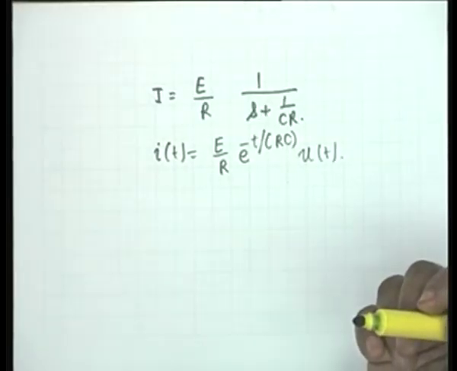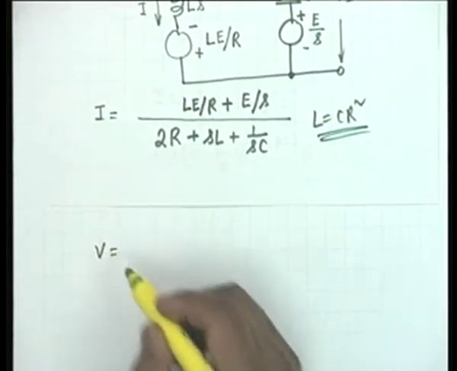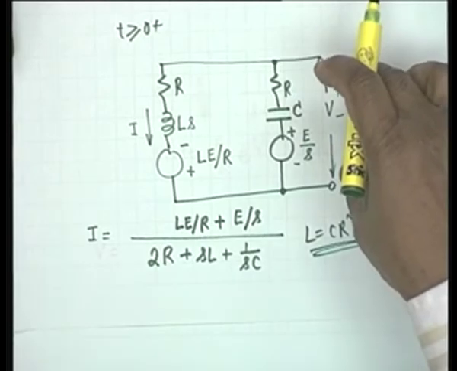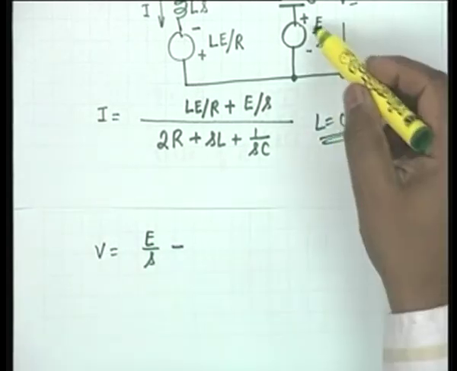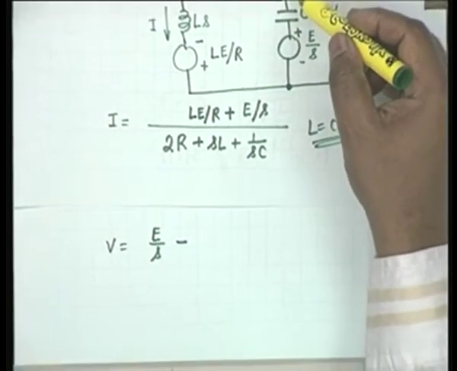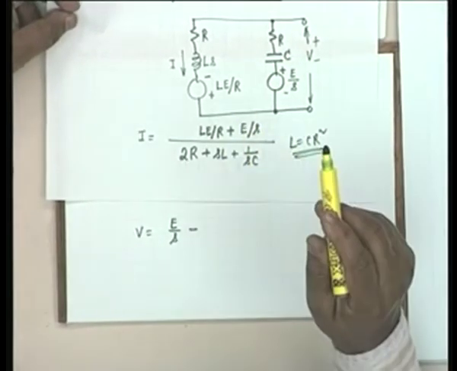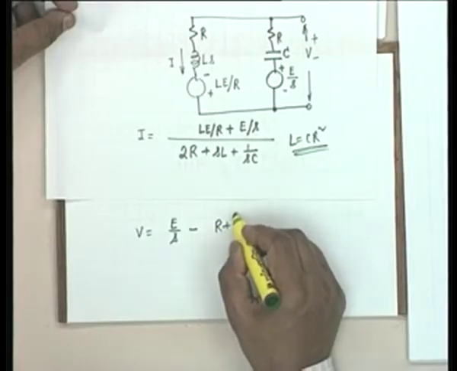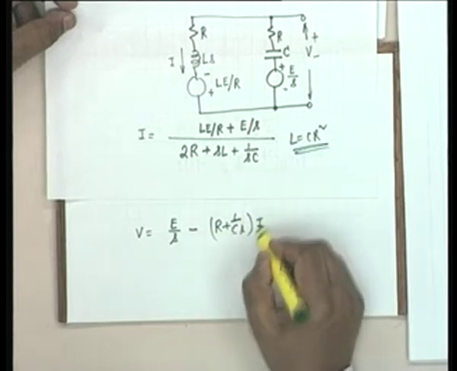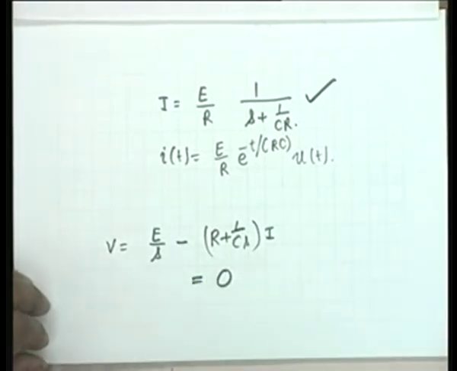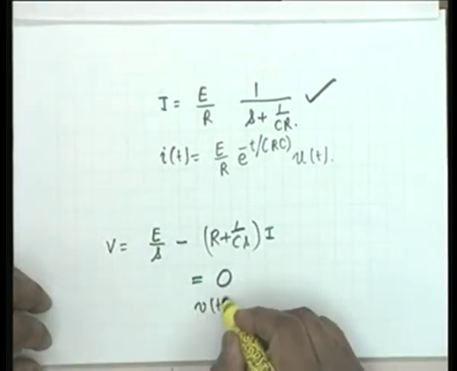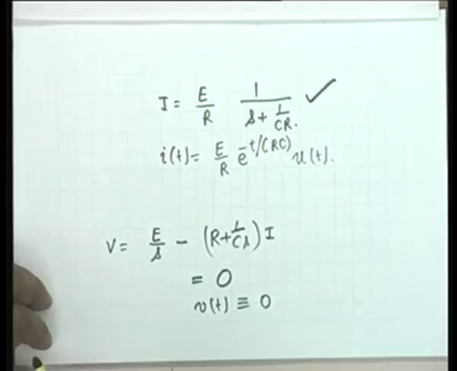The other part of the problem, that is capital V, the voltage across the combination, is, as you can see, simply E by S minus the drop in R and C. Why minus? Because the current flows in the opposite direction. So minus R plus 1 over CS multiplied by I. And if you substitute this value of I, it is very easy to see that this is identically equal to 0. That is, V of t is identically equal to 0.